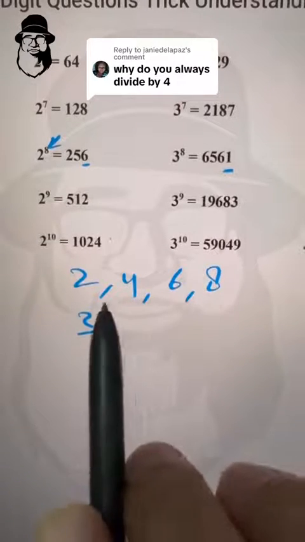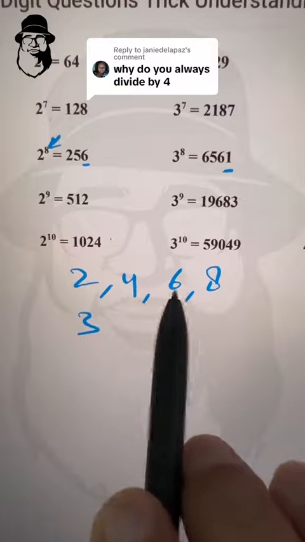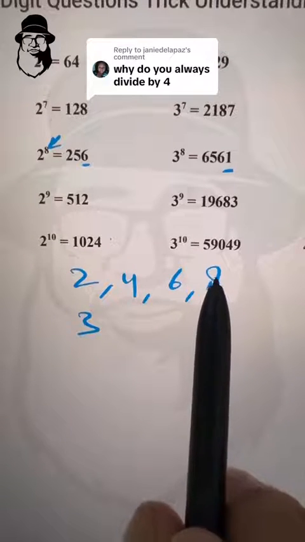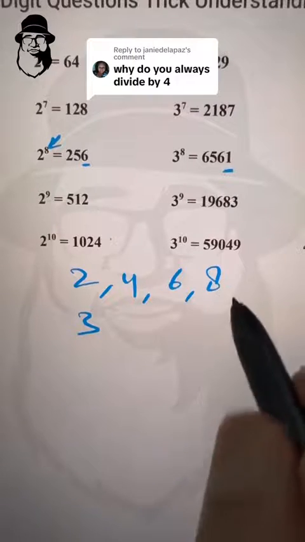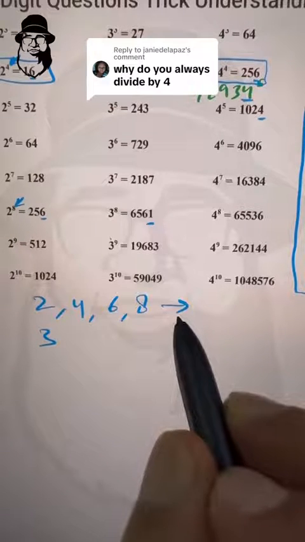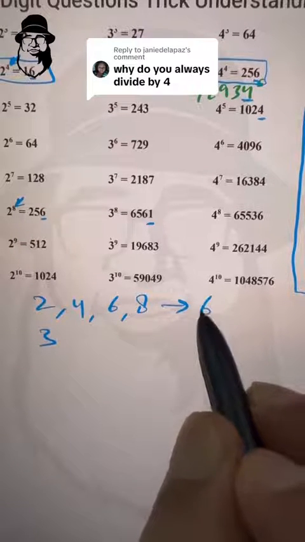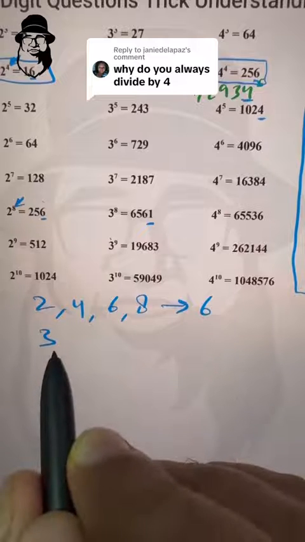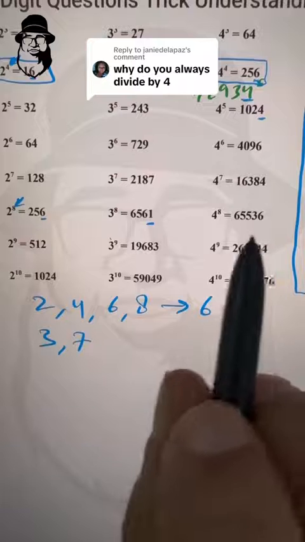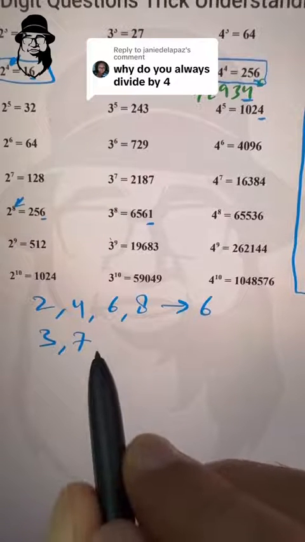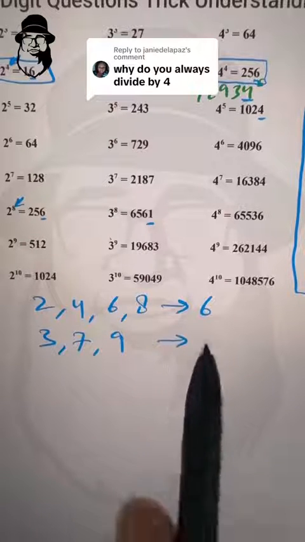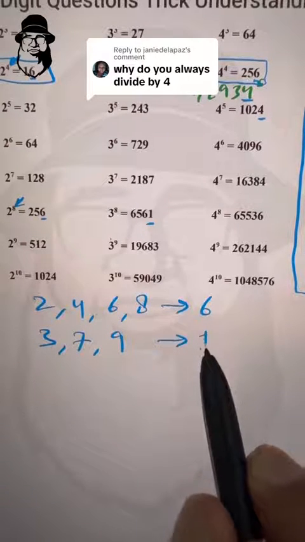Now let me tell you, if the units digit of the number is 2, 4, 6 or 8 and the power is divisible by 4, it means the power is in the 4 times table, the units digit of the answer will always end in 6. And if the units digit of the number is 3, 7, or 9, because 5 is gone here, any one of these 3, the units digit of the answer will always end in 1.